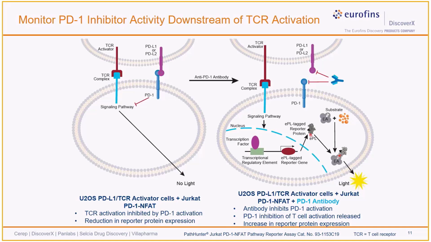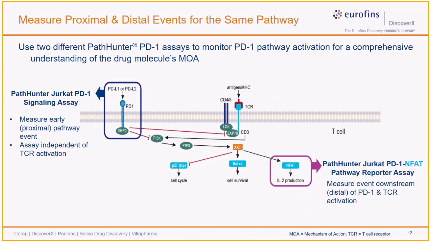This PD-1 NFAT reporter assay thus measures the cumulative effects of negative and positive pathway inputs from PD-1 and T cell receptor activation respectively by monitoring transcriptional effects well downstream of both events. The results from this PD-1 NFAT reporter assay contrast with another PD-1 pathway signaling assay we offer in our PathHunter assay portfolio, which is not based on a reporter gene readout. This schematic illustrates where along the PD-1 signaling pathway the two different PathHunter PD-1 assays measure PD-1 activity.